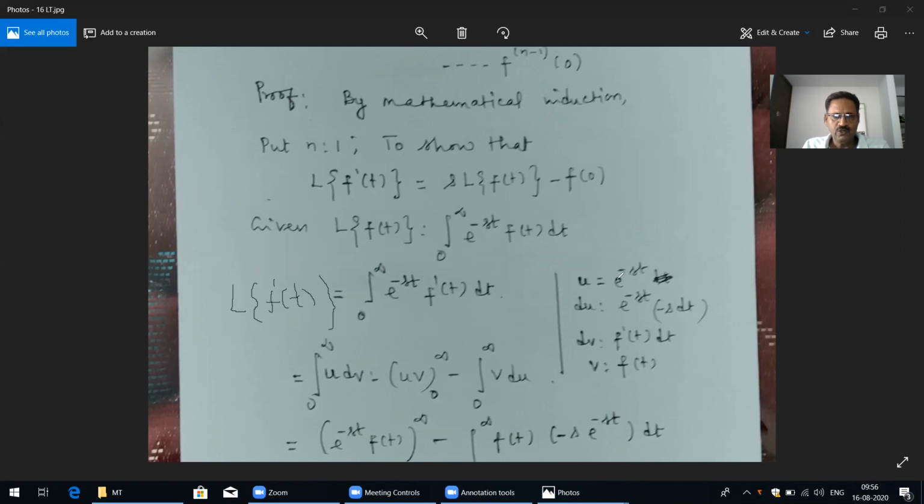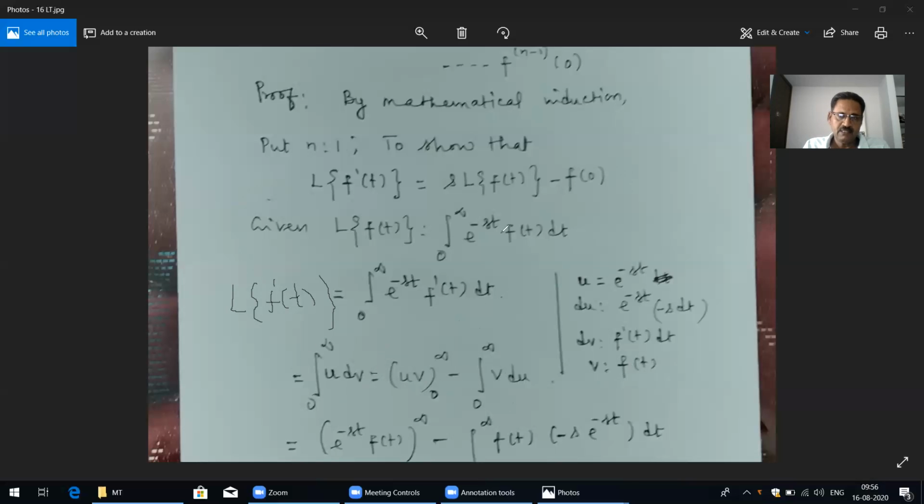You put u equal to e power minus st. What is du? du is nothing but e power minus st into minus s into dt. dv equals f dash of t into dt. What is the v value? v is nothing but f of t. This is integration, so we have to find the value here now. Then we have the formula: integral from 0 to infinity of u dv equals uv from 0 to infinity minus integral from 0 to infinity of v du. This is nothing but the integration by parts formula.